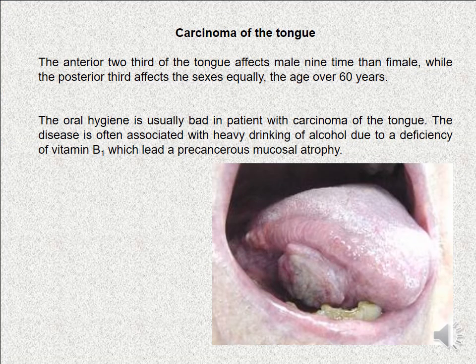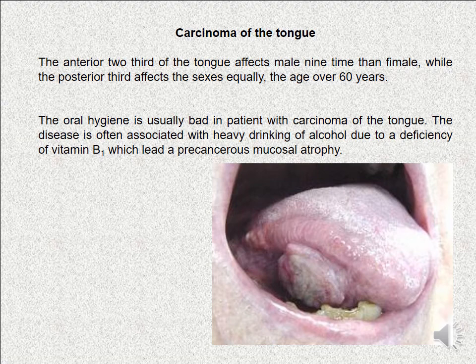And the second important part is the tongue. Carcinoma of the anterior two-thirds of the tongue affects males nine times more than females, while the posterior third affects the sexes equally. The age is over 16 years. The anterior part of the tongue is more exposed than the posterior, but the posterior is hidden, so we cannot see it; so the anterior part is more common in males than females, but the posterior is equal in males and females.